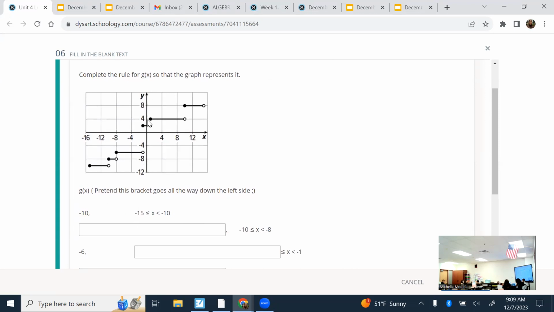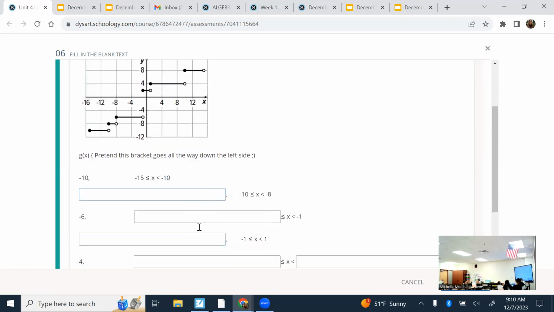So look at where the y's are -10. So somewhere between these two numbers. That one's already done for us, but as you can see, it's -15, including the -15, up to -10, not including it. So the rest kind of follow that format.